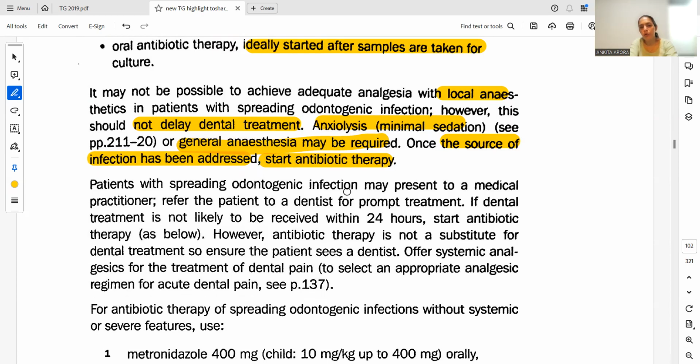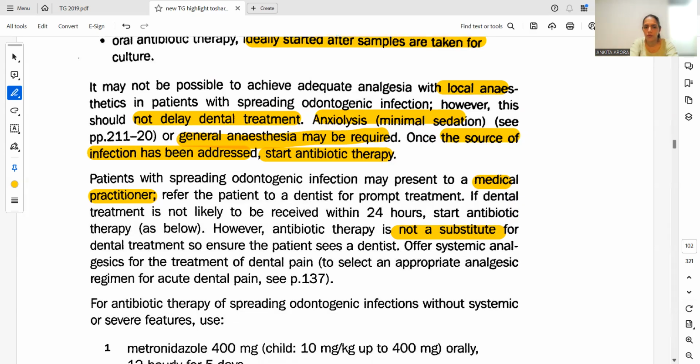Patients with spreading odontogenic infection may report to a medical practitioner because they have a swelling. They may directly go there. Then the medical practitioner needs to refer the patient to the dentist for prompt treatment. If dental treatment is not likely to be received within 24 hours, start antibiotic therapy. However, antibiotic therapy is not a substitute for dental treatment, so ensure the patient sees the dentist. Offer systemic analgesics also for pain relief.